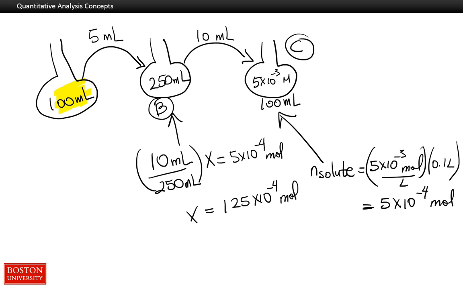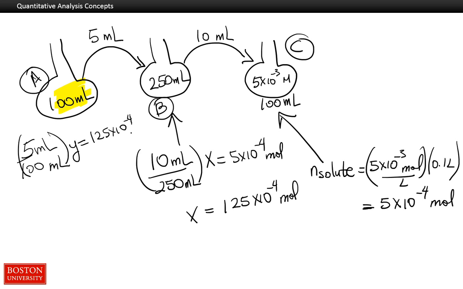A much, much larger amount. And it makes sense, right? This is about 25 times bigger than the moles in C. Well, what about, let's call this guy over here solution A. Once again, we have more moles of solute because we only took 5 out of 100 milliliters to make solution B. So how many moles of solute are there in solution A? Well, I know that 5 out of 100 times Y, the moles of solute in A, is equal to 125 times 10 to the minus 4 moles. So if I do that, I get that Y is equal to, so this looks like 20 times larger, 2,500 times 10 to the minus 4 moles in A.